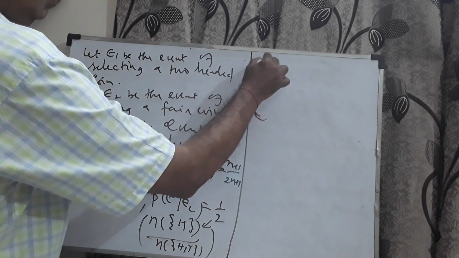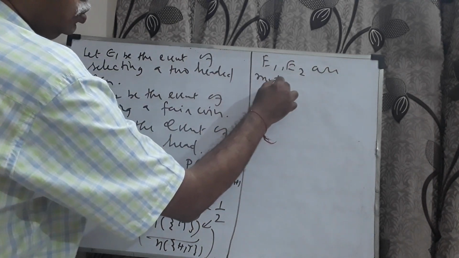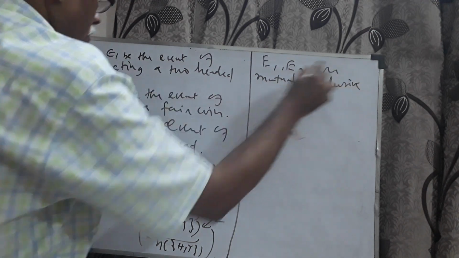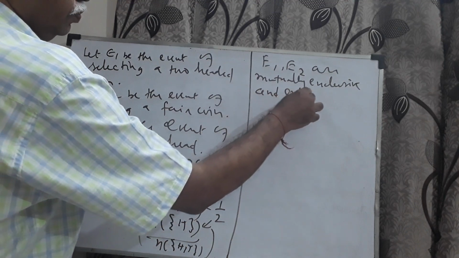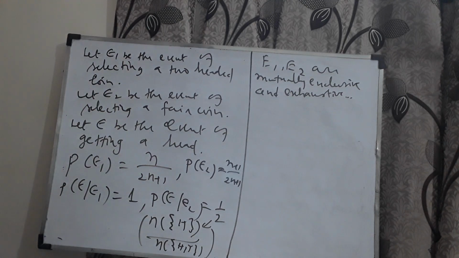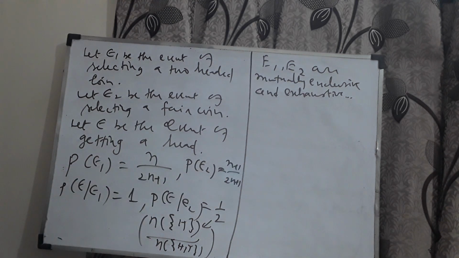Now, E1, E2 are mutually exclusive and exhaustive. If it is a fair coin, it won't be a two-headed coin. If it is a two-headed coin, it won't be a fair coin. Therefore, they are mutually exclusive. The sum of probabilities, n plus n plus 1, is 2n plus 1, and 2n plus 1 is 1. Or their intersection is empty and the union is the sample space. Either way you can say.